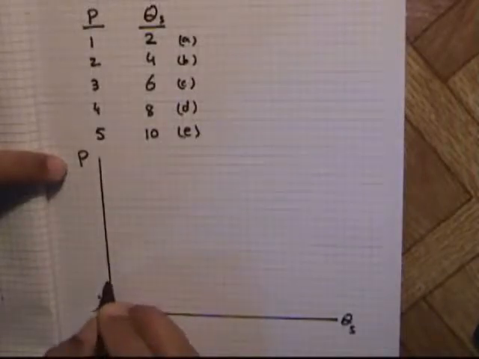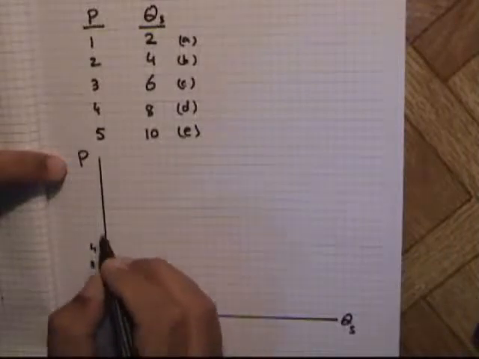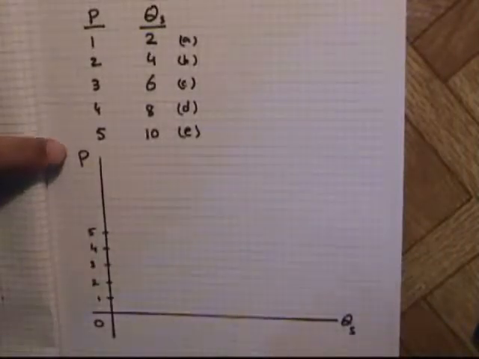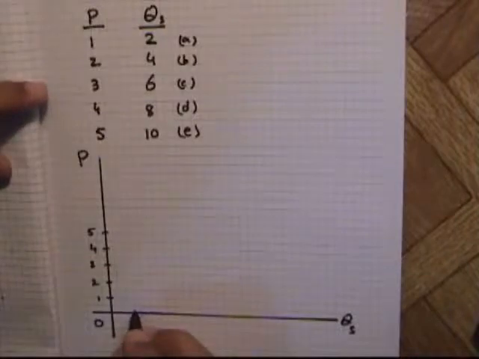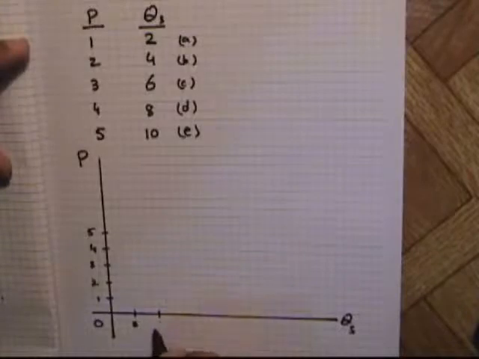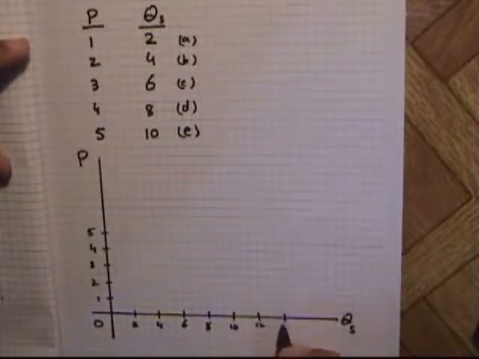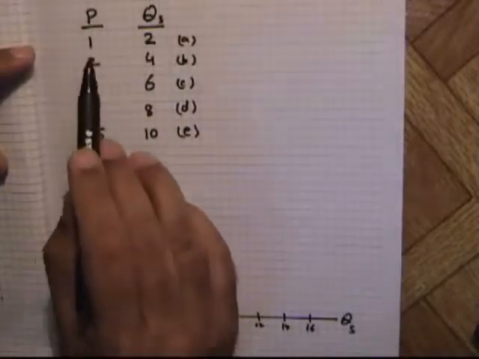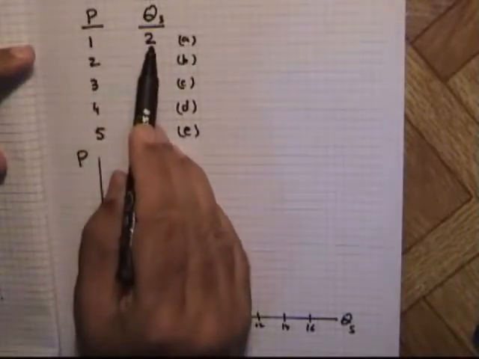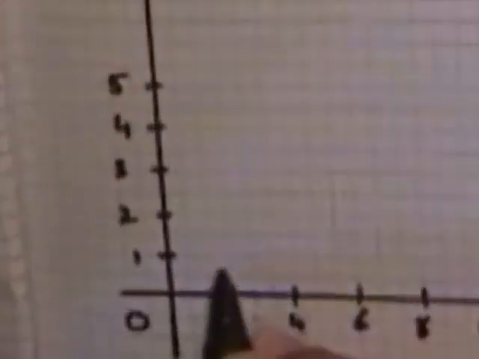We assume prices as 1, 2, 3, 4 and 5. On the other hand, for the quantity supplied, we are taking the scale 2, 4, 6, 8, 10, 12, 14, 16 and so on. Now when price is 1, quantity supplied is 2. So when price is 1, quantity supplied is 2.